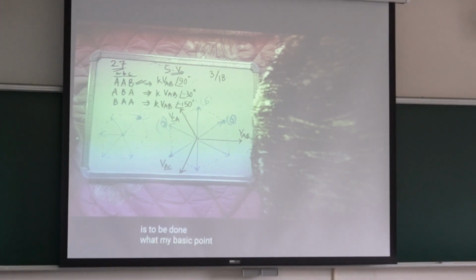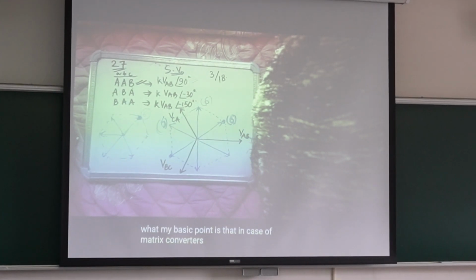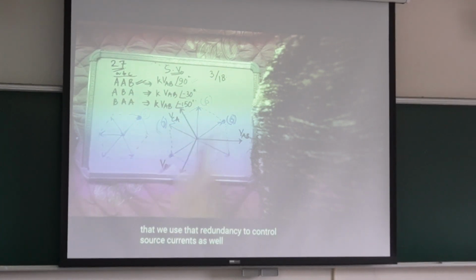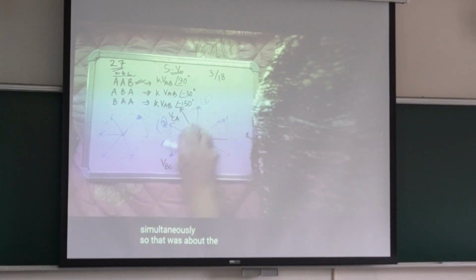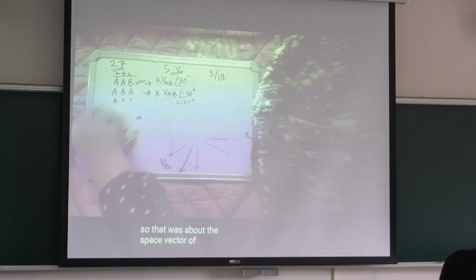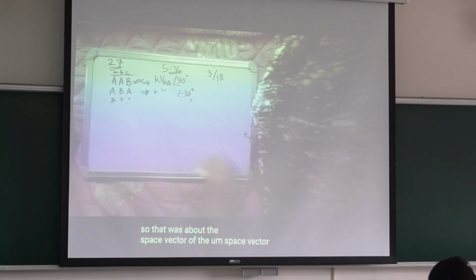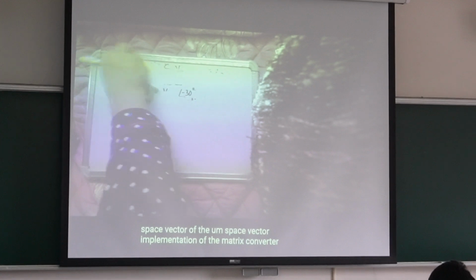My basic point is that in the case of matrix converters, you have redundancy associated with each space vector position, and we use that redundancy to control source currents as well as load voltages simultaneously. You have to control the source current and the output load voltage. This is about the space vector implementation of the matrix converter.